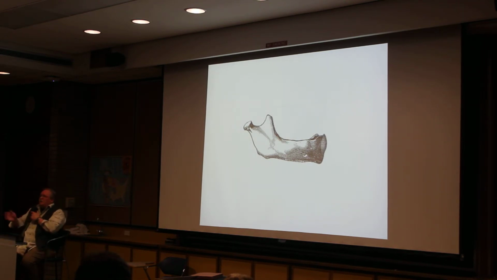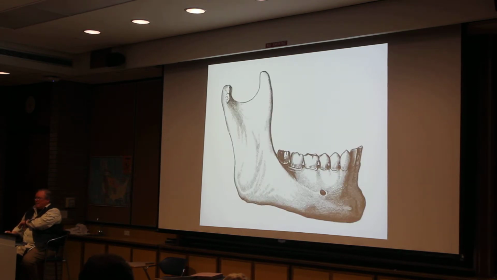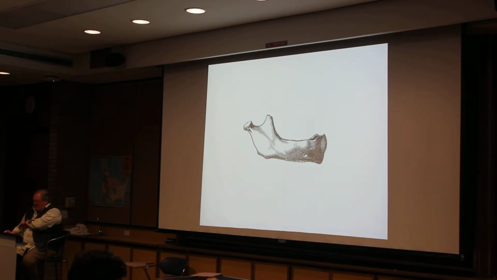Now, here's a mandible. This is what it looks like at birth. It's not very well formed. Of course, there are no teeth. This is an adult mandible. So how do we get from that to this?